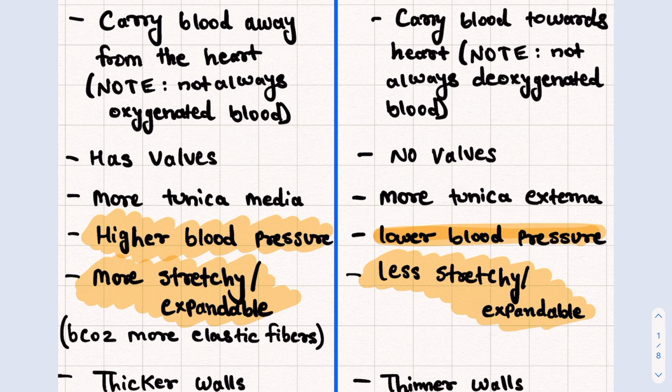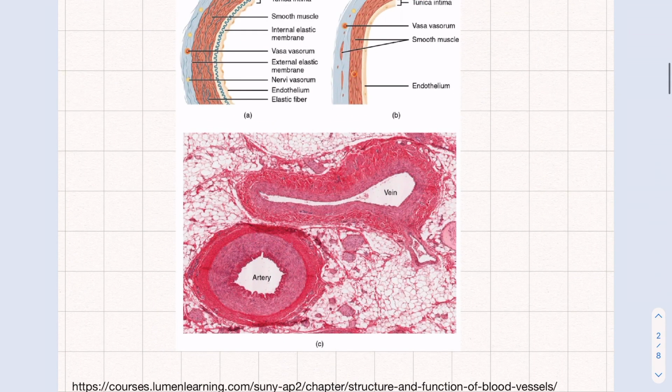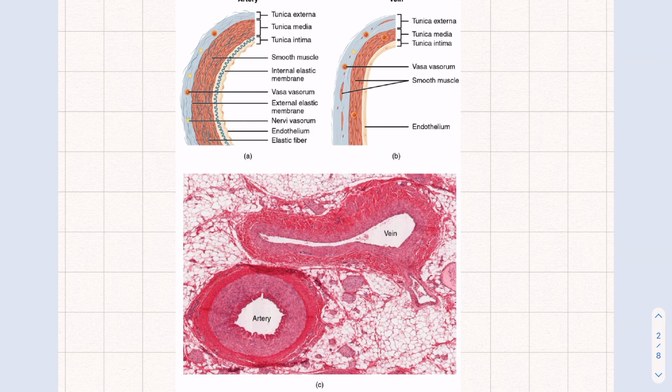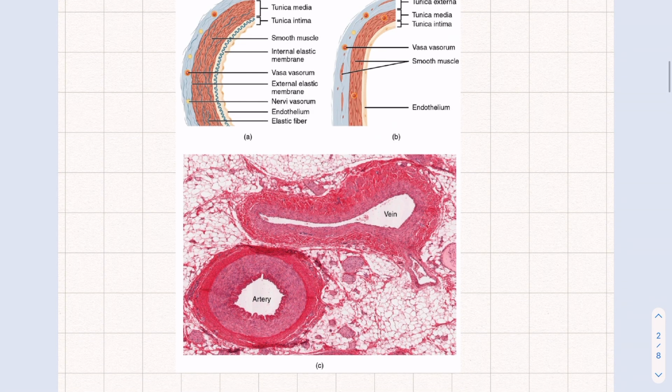Okay, the third difference is the lumen size. The lumen of arteries is round and small, while in veins, the lumen is uneven and large. So let's look at this histology diagram. In this diagram, you can see that the arteries have a more circular lumen, and it's also smaller compared to veins, which have a more uneven lumen, and it's a much larger lumen.